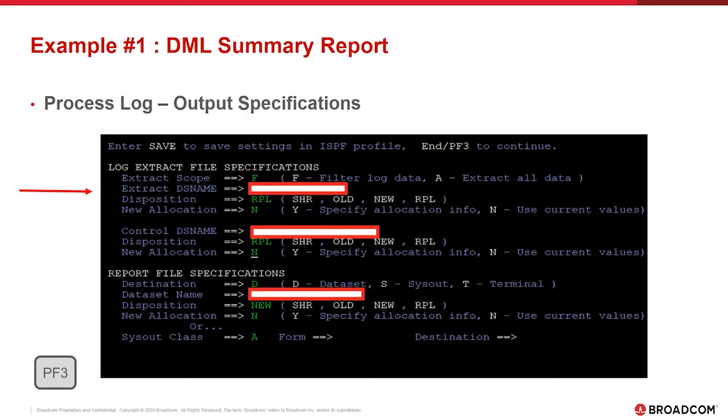We now need to provide some output specifications. You need to give a name to an extract file. These variables are resolved at runtime. The same applies to the control file. And last but not least, we need to tell Log Analyzer where to put the generated report. So it's either a dataset, a sysout, or a terminal. We select the dataset and therefore we give it a name.